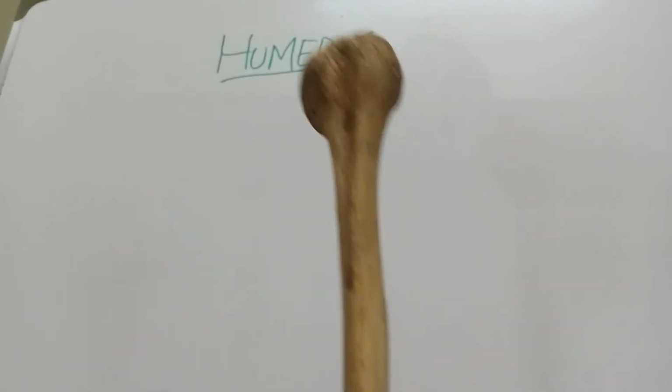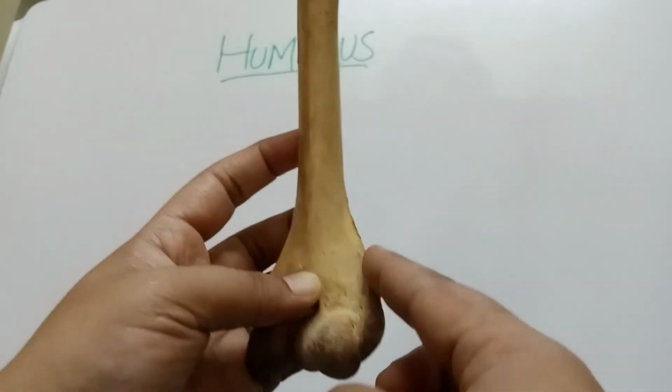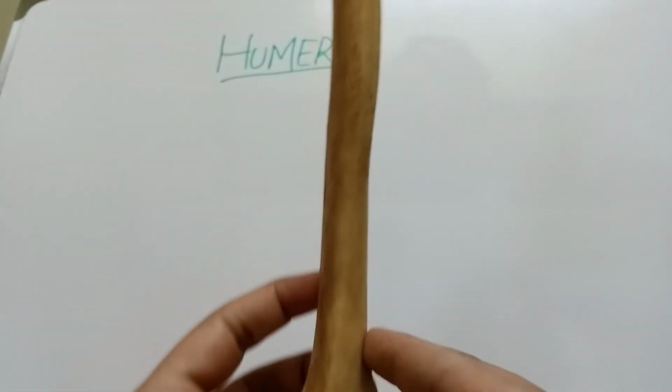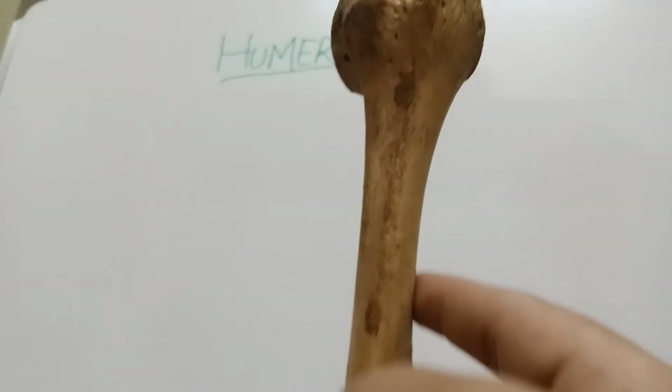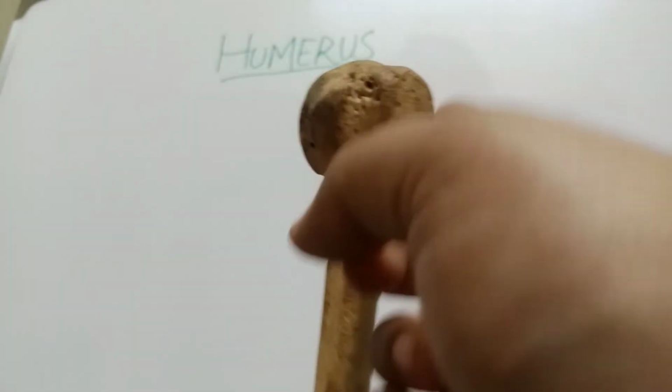The lateral border is prominent only at the lower end and it forms the lateral supracondylar ridge. It is barely traceable and then it projects upwards to the posterior aspect of the greater tubercle. So this is the lateral border.